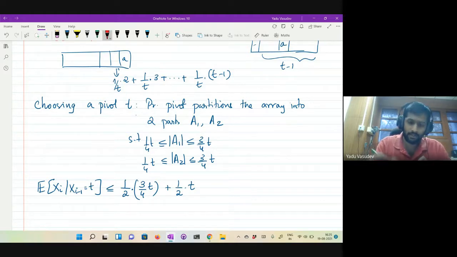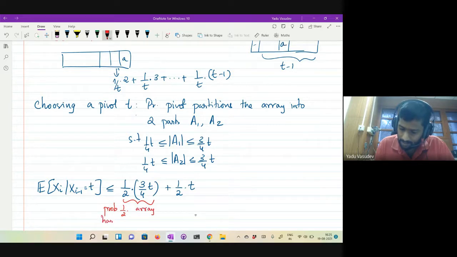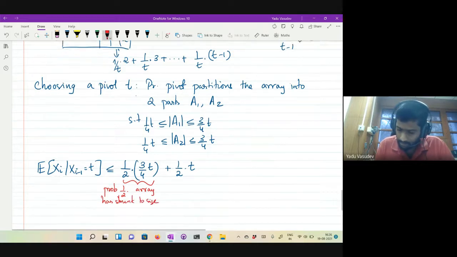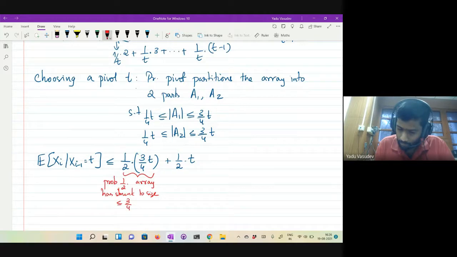Right? So what this means is, with probability half, the array has shrunk to size less than 3 over 4t. Here, it's a bad pivot, right? This is like a bad pivot.